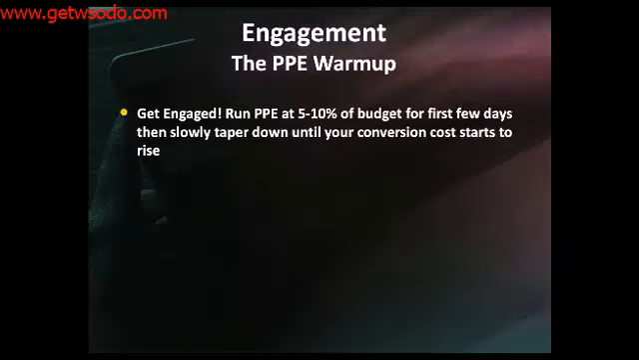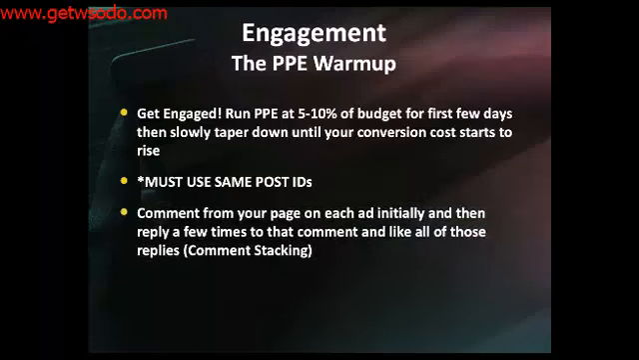So I usually start PPE at 5 to 10% of the budget just for the first few days, and then I slowly lower it until I see my conversion costs start to go up, and then I just put it back a little bit. And I find that usually the sweet spot is like 2% or so of the budget to PPE. Again, you need to use the same post IDs, or otherwise it's almost useless. It won't help you nearly as much.